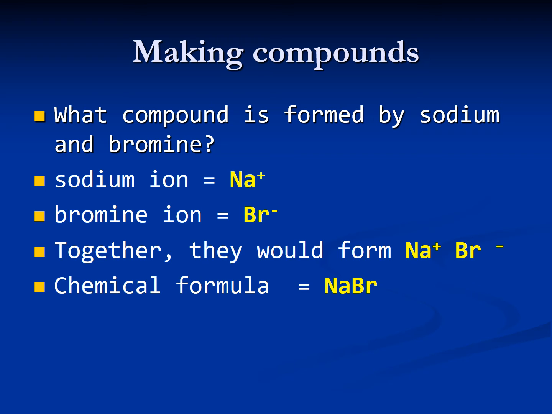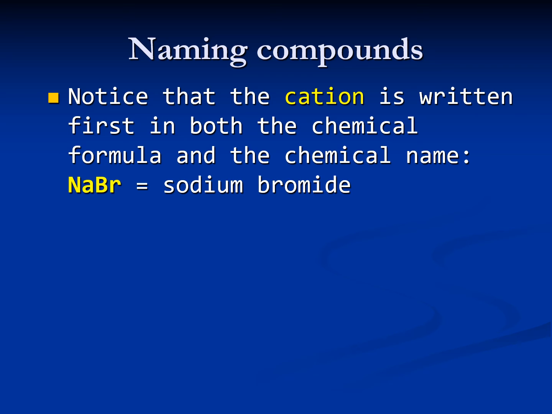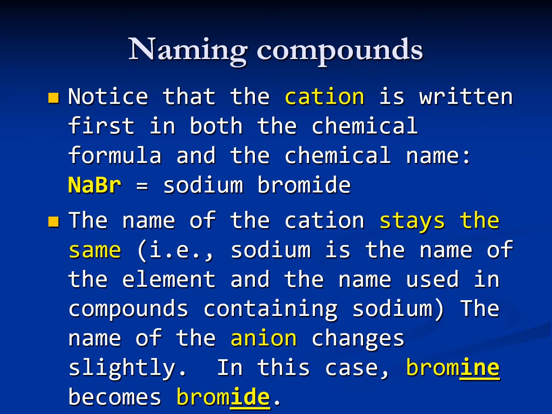And you'll notice that I've already said the name several times. It's sodium bromide. The name of sodium does not change. The ending of the negative bromine changes to bromide. You'll also notice that the cation, the positive, is written first in both the chemical formula and the chemical name. This is a universal rule. The name of the cation stays the same. The name of the anion changes slightly. In this case, bromine becomes bromide.